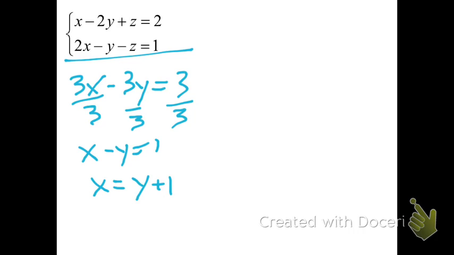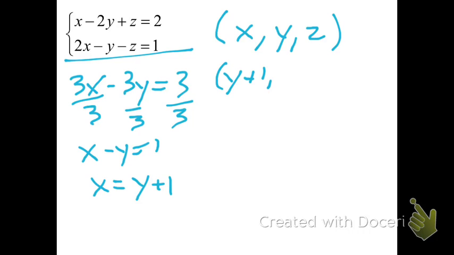Alright, so now if I were to write this as an ordered pair, x, y, and z, well then we're going to replace x with y plus 1, and y is going to stay as y, and then for z, now we want to see what z is in terms of y. Alright, and I just chose to put everything in terms of y. It doesn't matter. When it's all said and done, I'm going to introduce an independent variable like c.